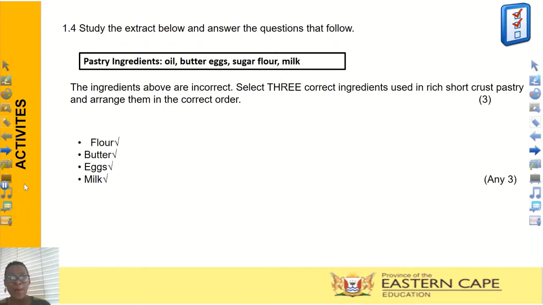Okay, so you have your flour, butter, eggs, and milk. Now, you did not use oil because you use oil when you're making your puff. You did not choose your sugar because they've told you it's a rich short crust. If they said a sweet short crust, you would then put sugar. And then you place them according to the correct order. Your flour is the most dominant one. It's got the highest. Remember, we have 1:2, and then your butter is the next important one, then your eggs, and then your milk.